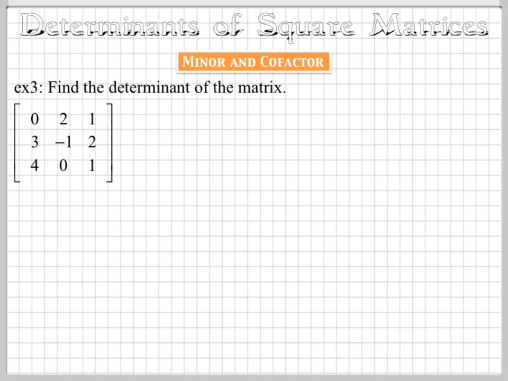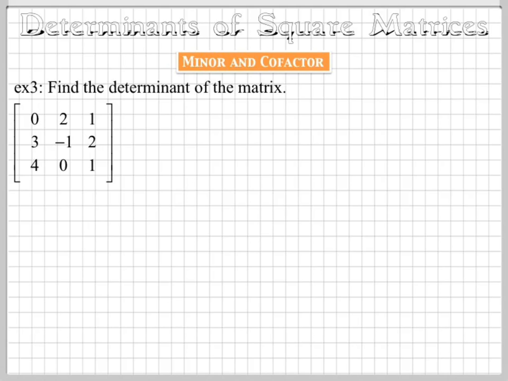Now, you can choose any row. You can choose this row, you can choose this row, you can choose this row, or you can choose any column. This column, this column, or this column. You have to choose a row or a column to use, and it doesn't matter which one you choose. I know, this is crazy. It doesn't matter which one you choose, you'll get the same answer no matter what. So, might as well pick the one that will give you the least work. Whichever one has the most zeros, that's the one you want to pick. Most zeros, smallest number.